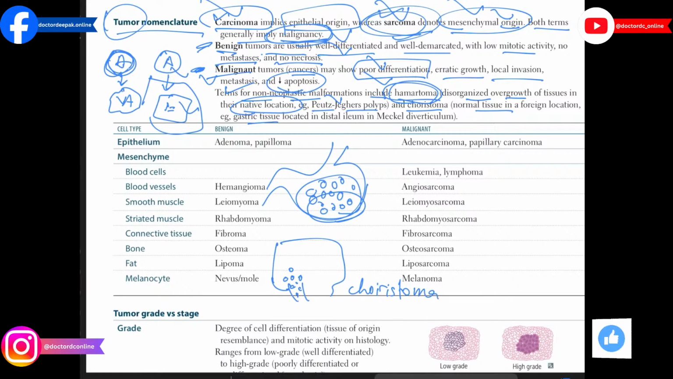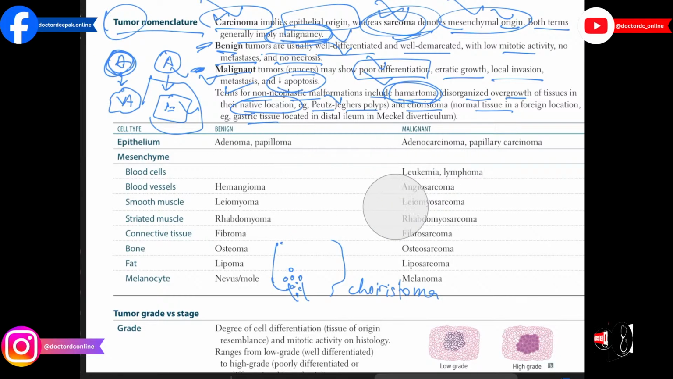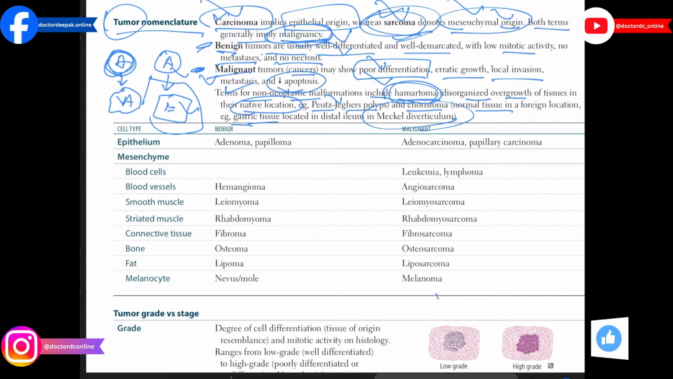Choristoma and hamartoma. This example, gastric tissue located in the ileum, is an example of a diverticulum. Now we are going to read about the naming of cancers.